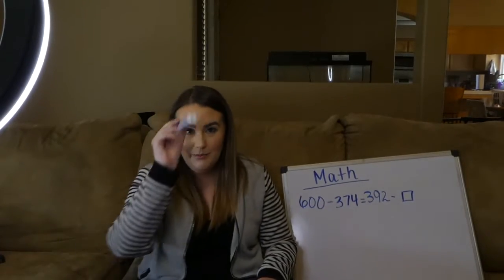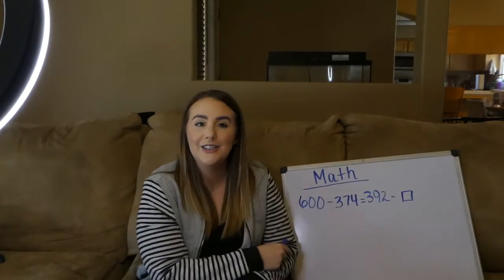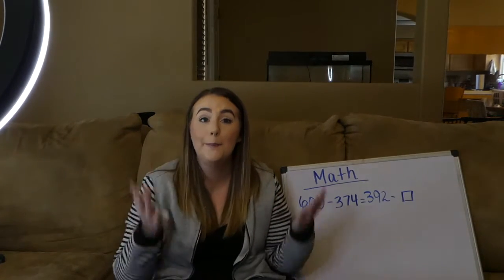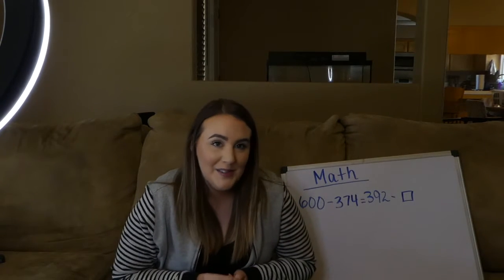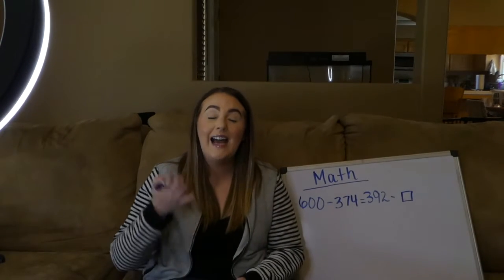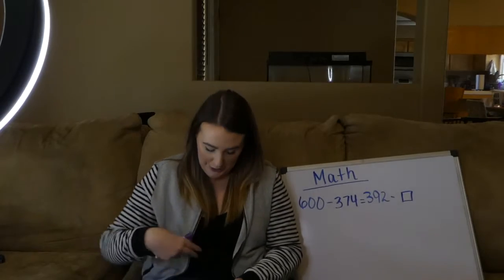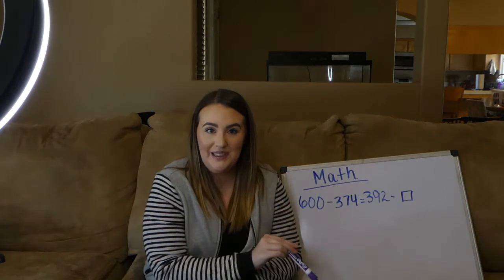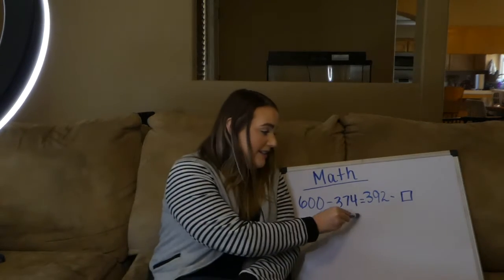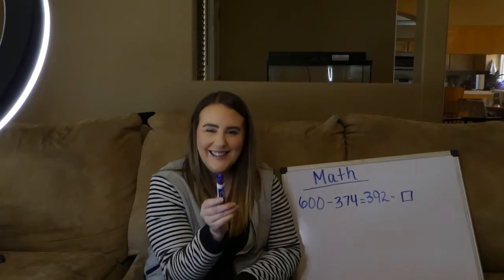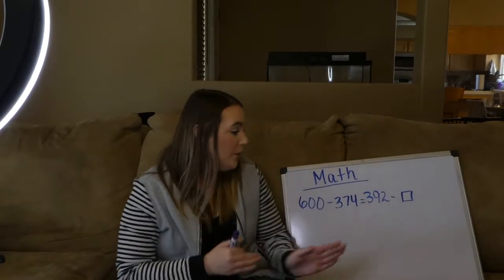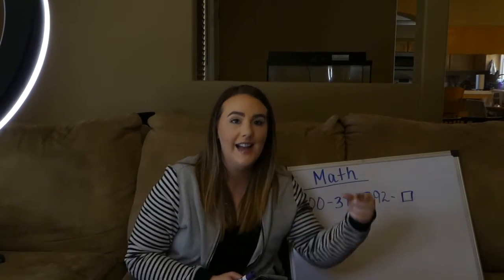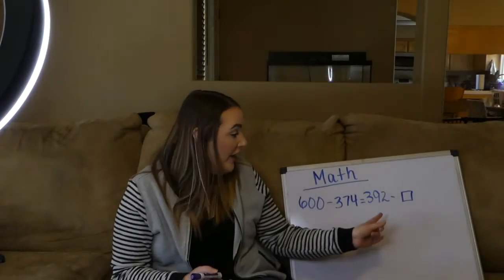So today's problem, I've got my marker, is 600 minus 374 equals 392 minus blank. What do we ask ourselves first? What side can we solve? Can I solve 600 minus 374? Yes, I can solve that right now. If this were the only problem I had, I could solve that.